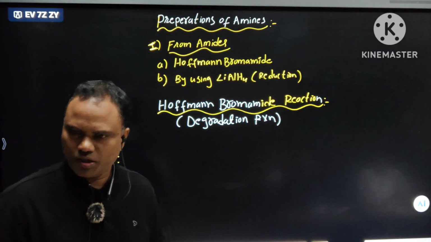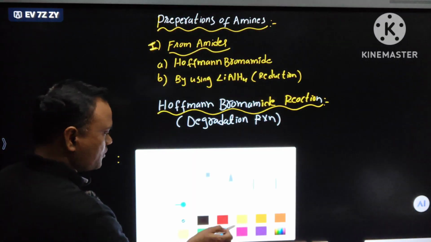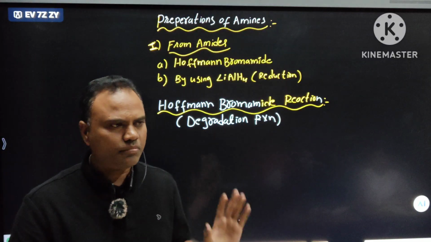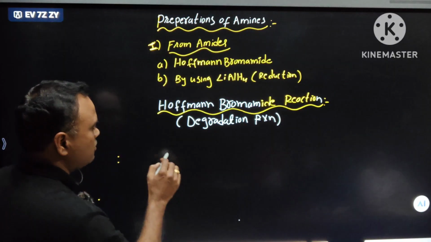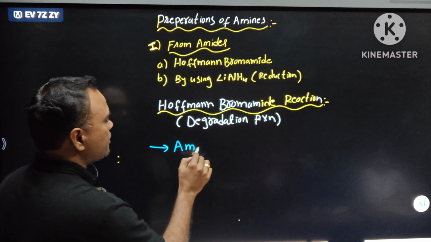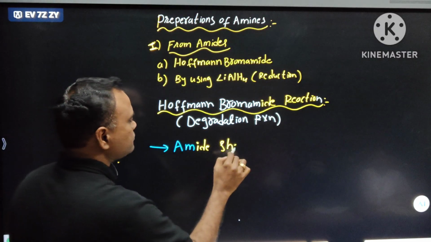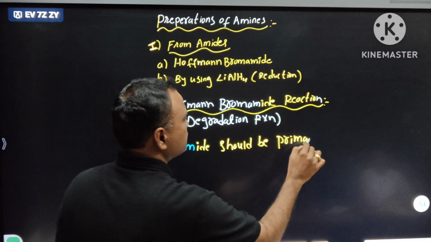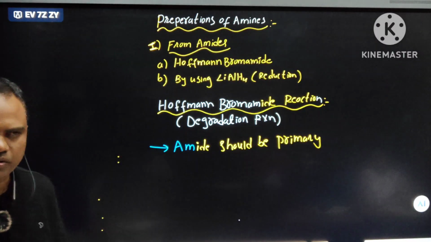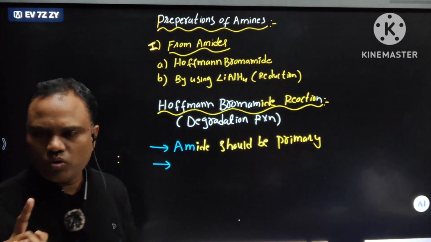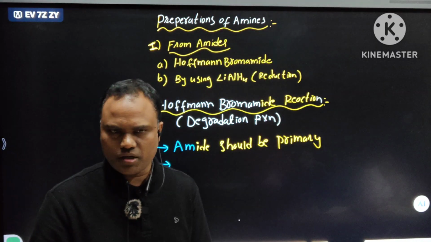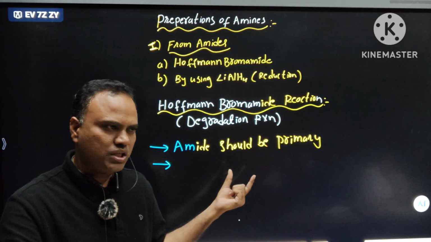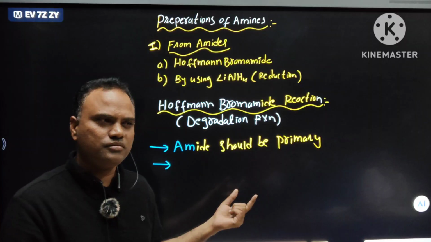First condition. See, our aim is to prepare amine from amide. See the condition, amide should be primary amide. Only primary amines can be prepared. Starting reactant should be primary amide. We'll get primary amine. Clear?